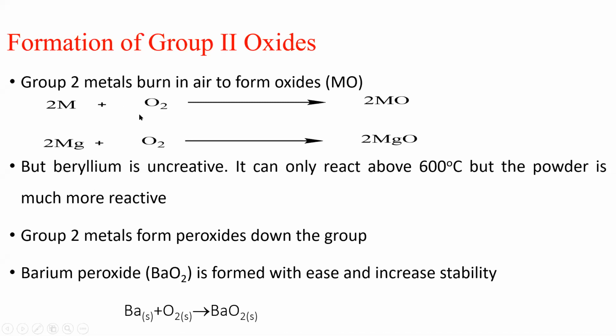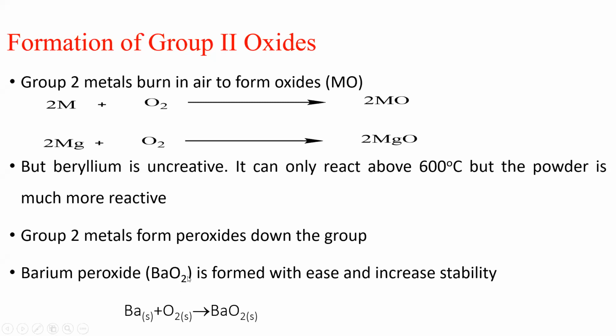Beryllium, in terms of reactivity, is unreactive because beryllium has a thin film covering, just like aluminium oxide on aluminium. So beryllium is very, very unreactive, but it can react above 600 degrees Celsius, and this has to be in the powdered form. Of course, we know that as we increase the surface area, reactivity increases. So if you get it in the powdered form, then it can be more reactive. But generally, beryllium is unreactive, so it does not react with oxygen.